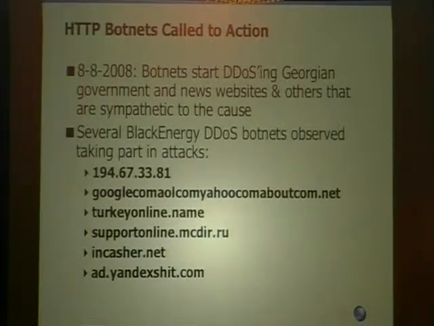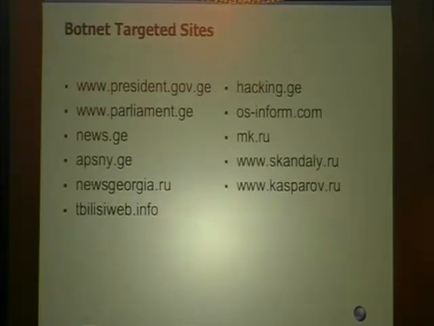We observed at least 6 different BlackEnergy botnets attacking over that period of time. They didn't all start on August 8th, but between August 8th and the 12th or so, we saw at least these 6 in part of the attacks. And these are the websites that were primarily targeted.